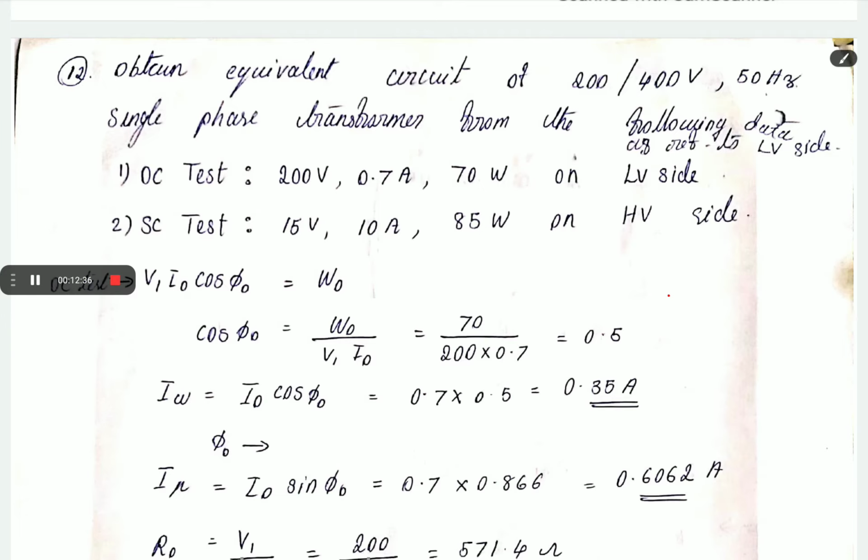Obtain the equivalent circuit of a 200/400 volt, 50 Hz, single phase transformer from the following data, as referred to low voltage side. Now, if "as referred to low voltage side" is not mentioned, you can do it either as referred to low voltage side or as referred to high voltage side.